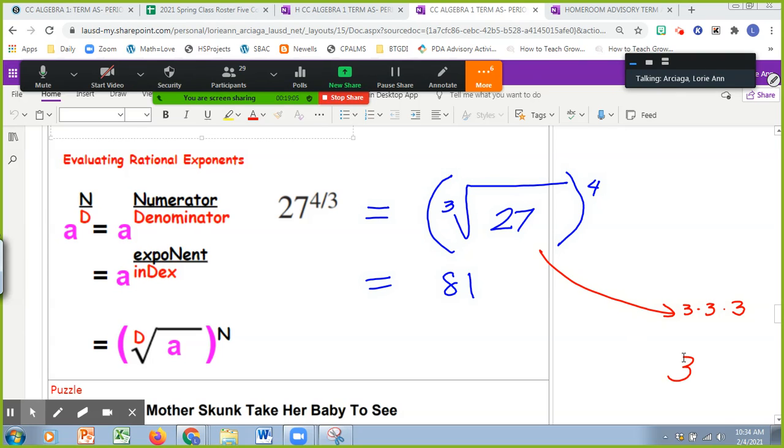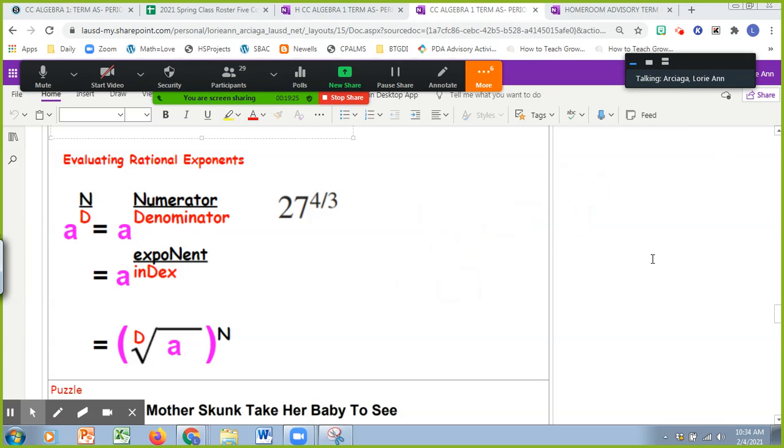And then I have to raise 3 to the 4th power. So I go 3 times 3 is 9 times 3 is 27 times 3 is 81. So you can do that in your head even without a calculator. Okay. All right. Let's move on.